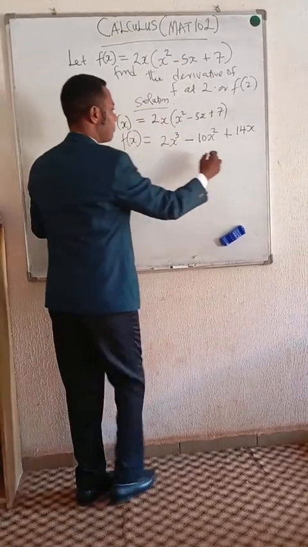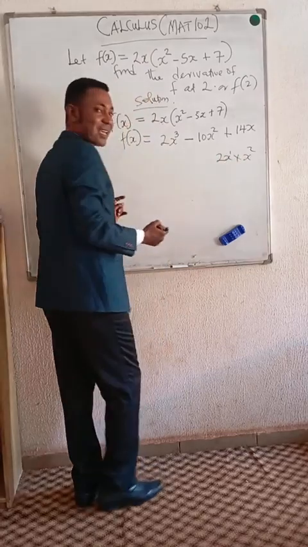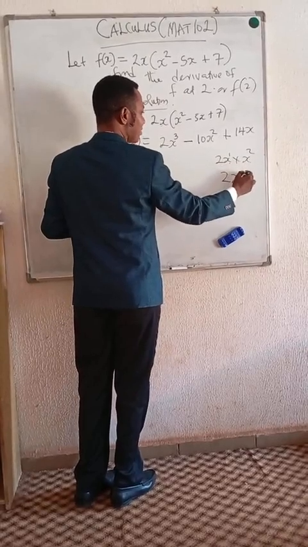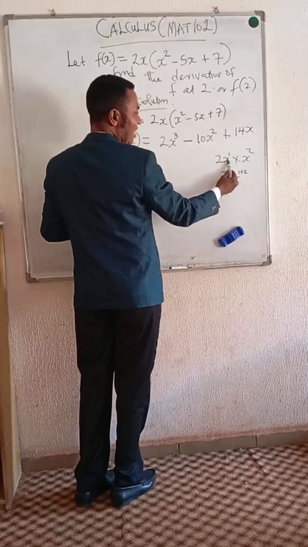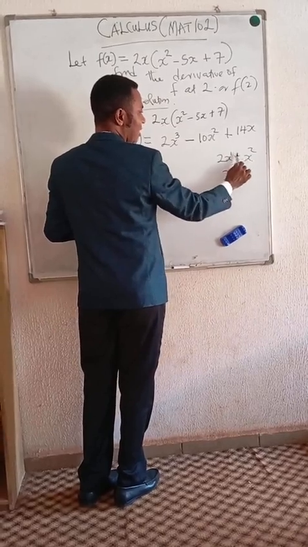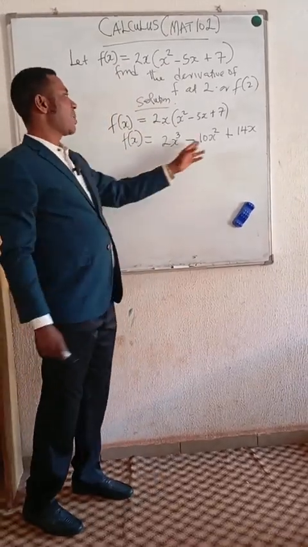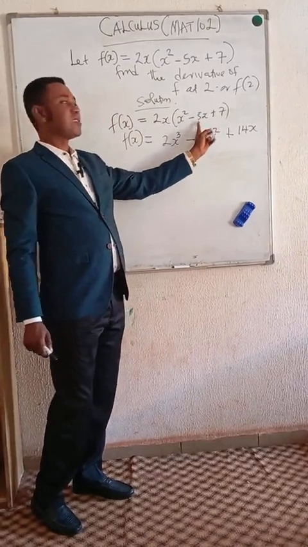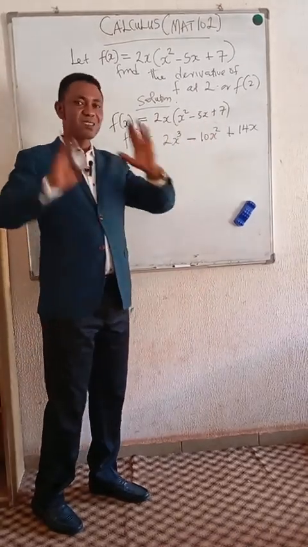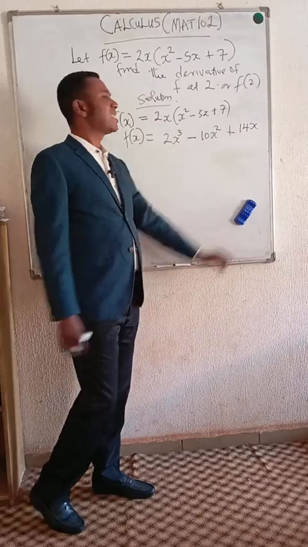Look at it very well. 2x times x squared. You know, this is x power 1. Here now we have 2. So x power 1 plus 2, using indices. You pick x, then 1 plus 2, you have 3. That is why we have 2x power 3. And in the same way, 2x times minus 5x, 2 times 5, you have minus 10. Then the x here times x here, you have x squared. Then 2x times plus 7, you have plus 14x.